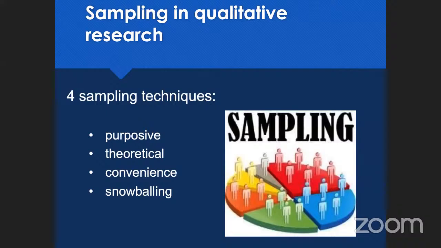So there are four sampling techniques in qualitative research. These are the purposive, the theoretical, the convenience, and the snowballing methods.